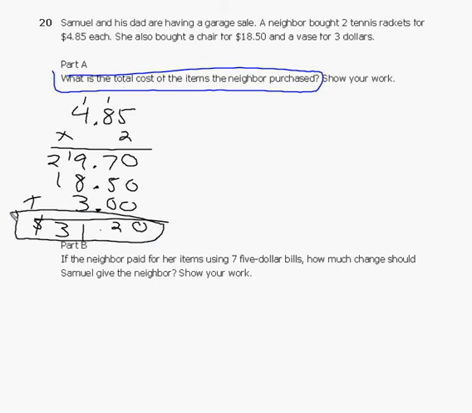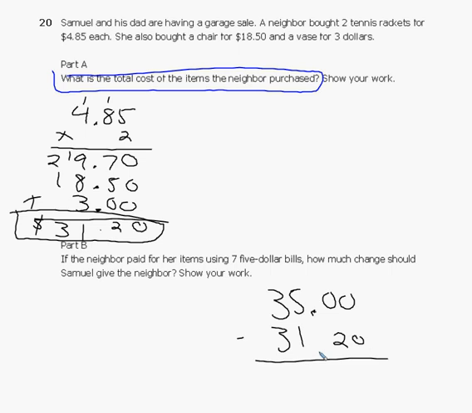Okay, part B. If the neighbor paid for her items using 7 $5 bills, how much change could Samuel give the neighbor? And show your work. First of all, 5 $7 bills. 5 times 7 is $35. So the neighbor gave him $35. And the cost of the item she bought was $31.20. That's a subtraction problem.